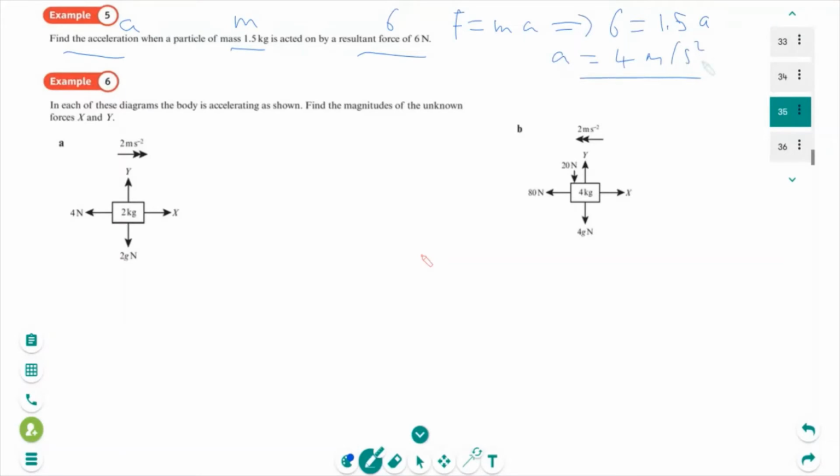In these examples, you're given a body and you want to find x and y. So you treat the horizontal and the vertical as separate components. In the book, they use this notation. I don't like it, but that's what they use in the book. That means you need to consider the horizontal motion of the object, so you need to consider the horizontal forces. The R stands for resolving.